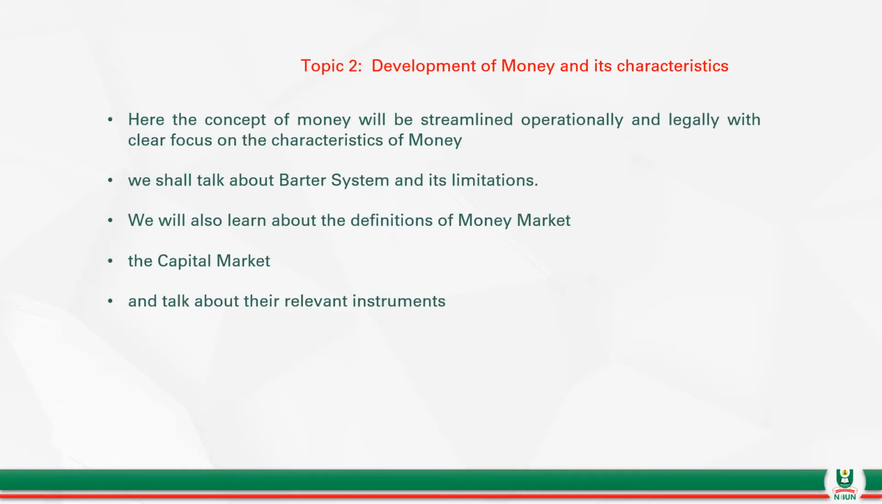Topic 2, we will be looking at the development of money and its characteristics. Here, the concept of money will be streamlined operationally and legally, with clear focus on the characteristics of money. We shall be talking about the barter system and its limitations. We will also learn the definition of money markets. Again, we will look at what the capital market is all about, and talk about their relevant instruments.